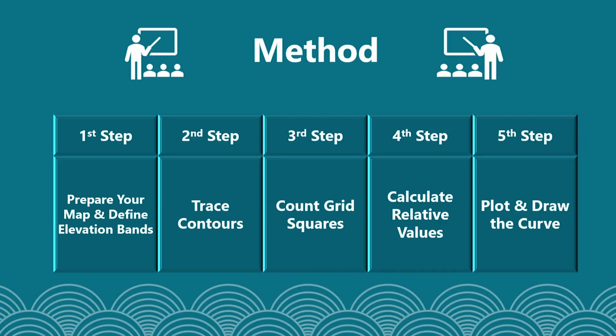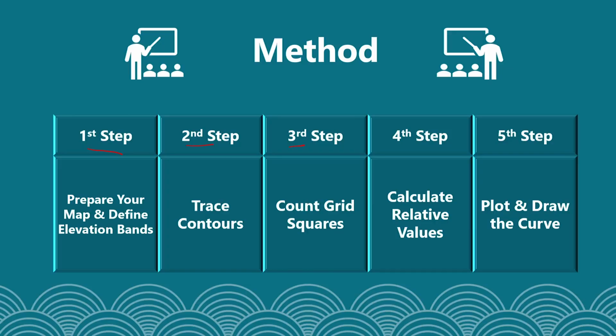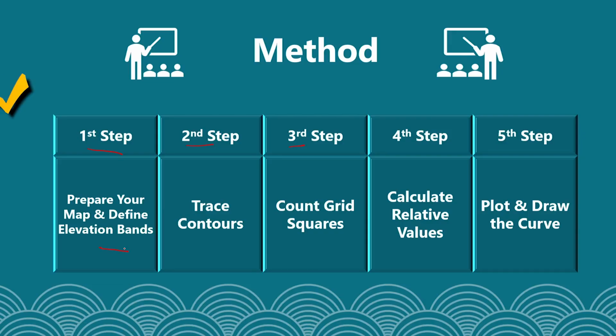So, now we will dive into the method part. We are splitting our method into exactly 5 steps. I think the third step is going to seem fun. In the first step, we will prepare and define the elevation bands on the map. In the second step, we will be tracing our contours onto the tracing sheet.